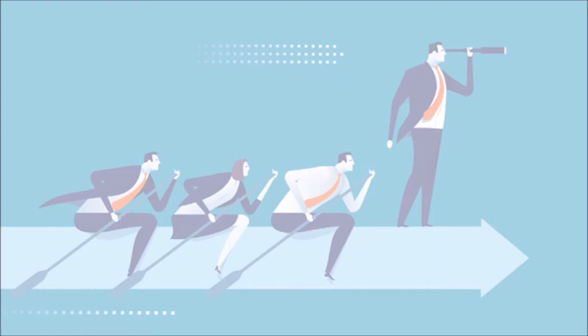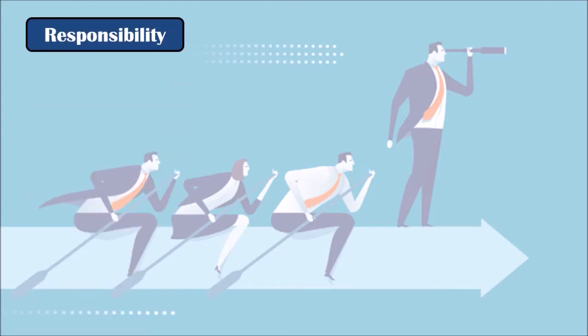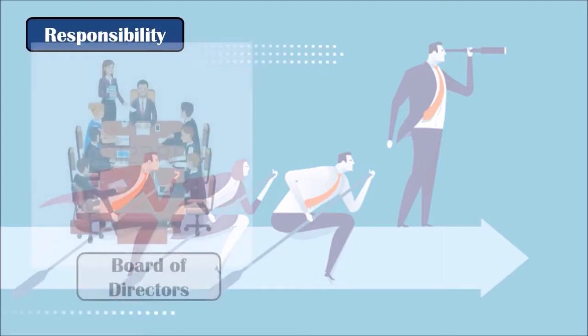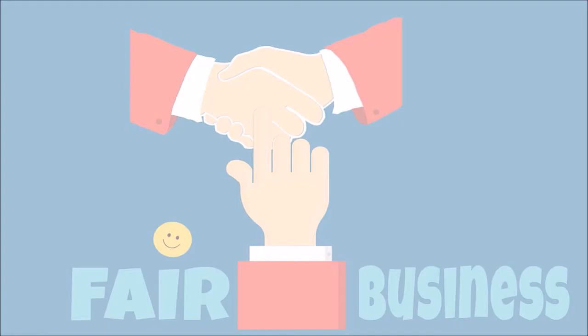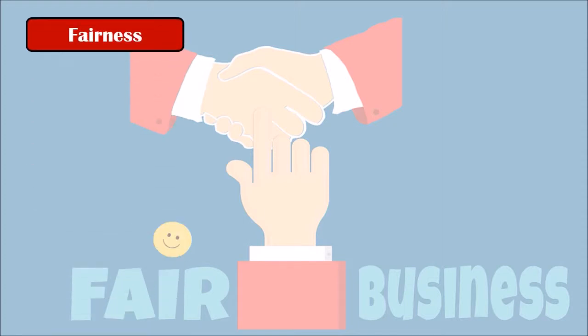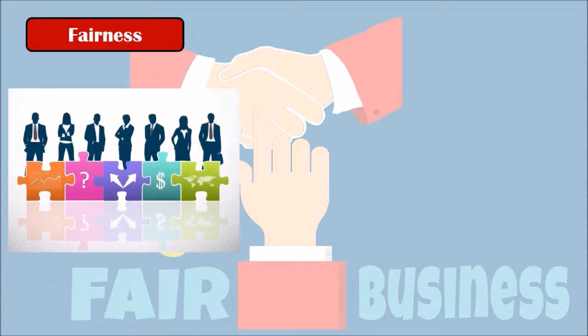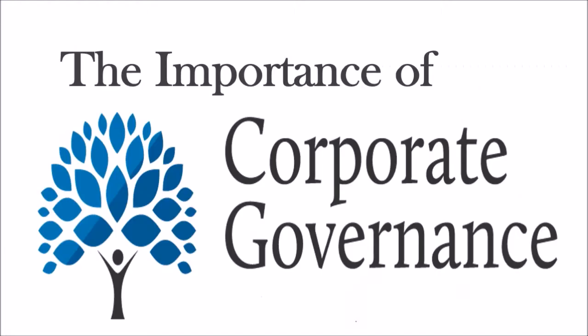While the fourth principle is responsibility. Responsibility is where the board of directors should be liable for their performance to stakeholder. And lastly, the fifth principle is fairness. Fairness is where all shareholders should receive equal consideration for whatever shareholdings they hold.